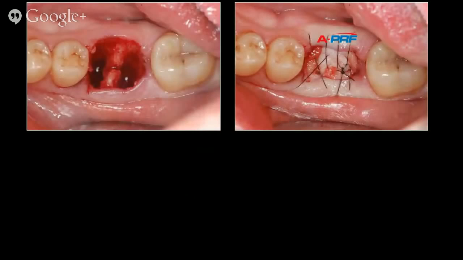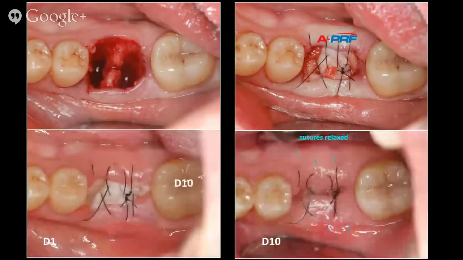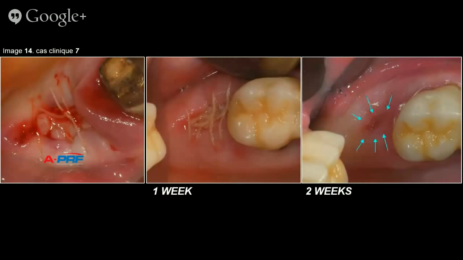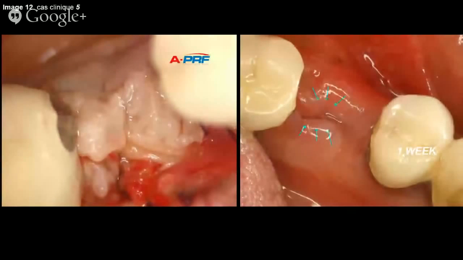When we do this concept with A-PRF, we see that the gingiva is moving to get a primary closure. We don't need to achieve it at the beginning. Every time you use this concept, we will close the site naturally and physiologically at 1 week.